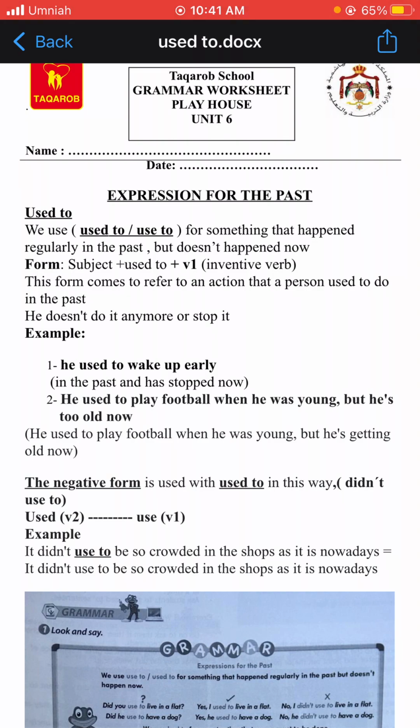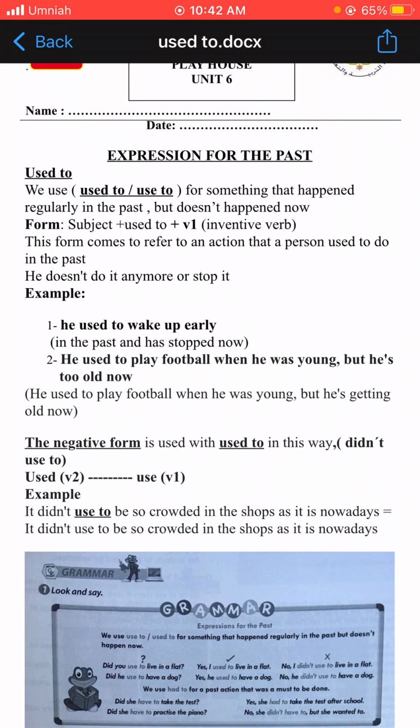Excellent. So again, we use used to for something that happened regularly in the past, but does not happen now. The form begins with subject. After subject, we have used to. After used to, what do we have? Raise your hand. Verb 1. We cannot add s, es, ing, ed, ied to the verb. And this form refers to an action that a person used to do in the past. Okay?